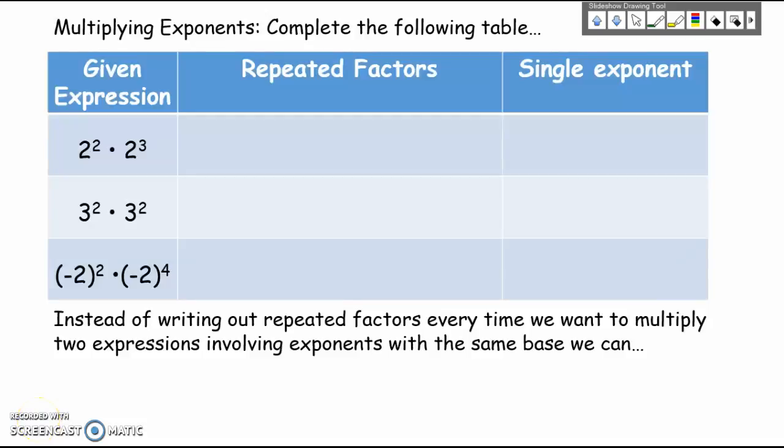Today we're going to be talking about multiplying exponents, and we are going to continue on with our process of exponents for a few more lessons. So let's jump right in. First of all, we're given the expression 2 to the second times 2 to the third power.